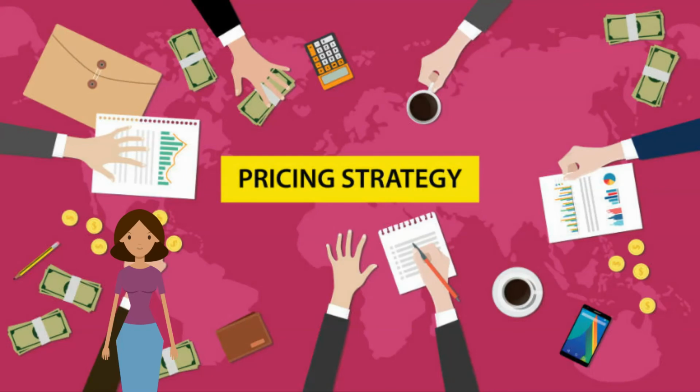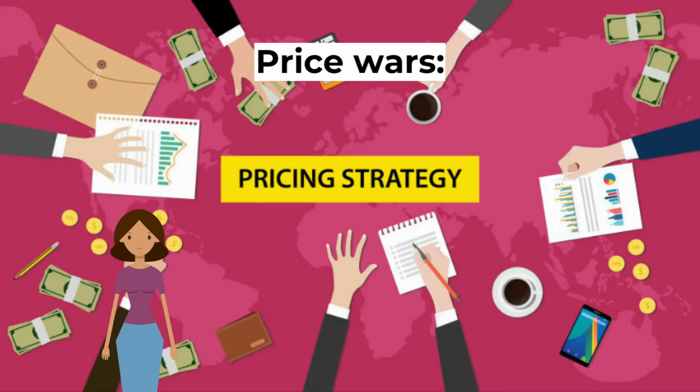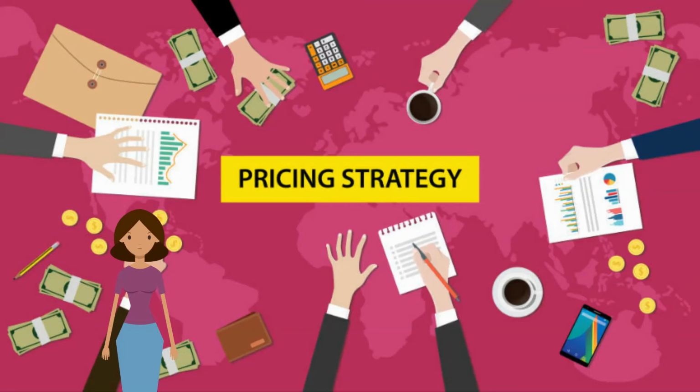So, what are the types of price competition? Firstly, price wars. These occur in markets where non-price competition is weak, where goods have weak brands and consumers are price conscious. They also occur when it is difficult to collude.